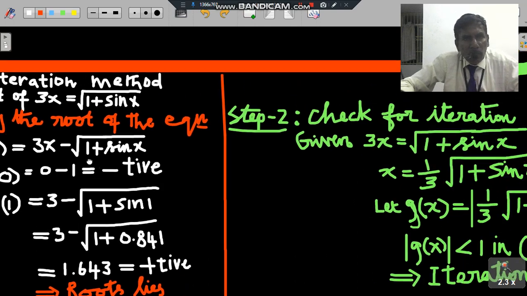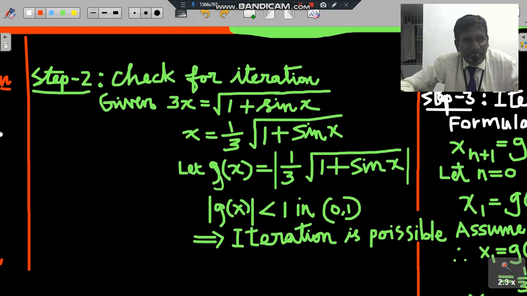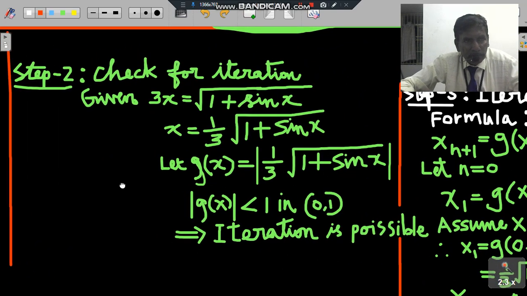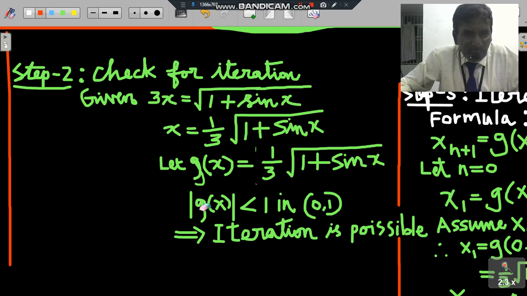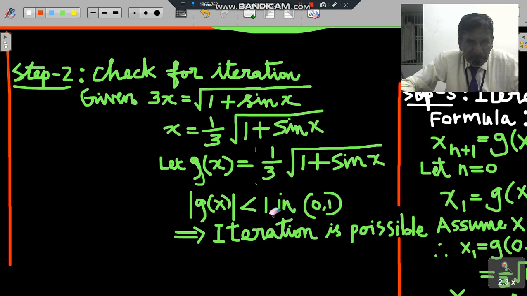Okay, now coming to the second step. By the fixed point iteration method, there should be a condition that it should satisfy. So what is the condition it has to satisfy? The condition is that the absolute value of g dash of x must be less than 1.